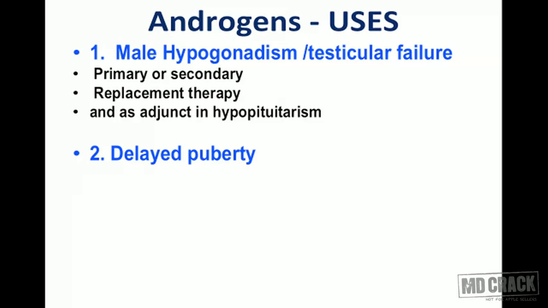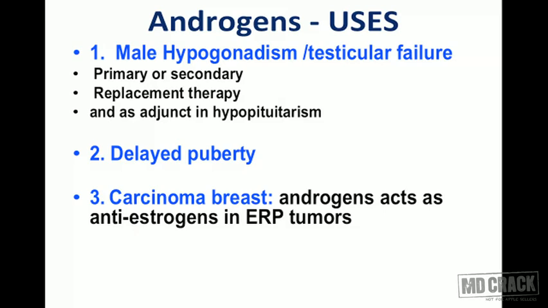The next indication is delayed puberty in the males. Of course, androgens will be useful. The next indication is carcinoma breast, and this is the place where the sex hormones start getting interesting. It's a carcinoma breast in a female, and we are trying to use an androgen. And how is it going to act? It's going to act as an anti-estrogen in the estrogen receptor positive tumor.